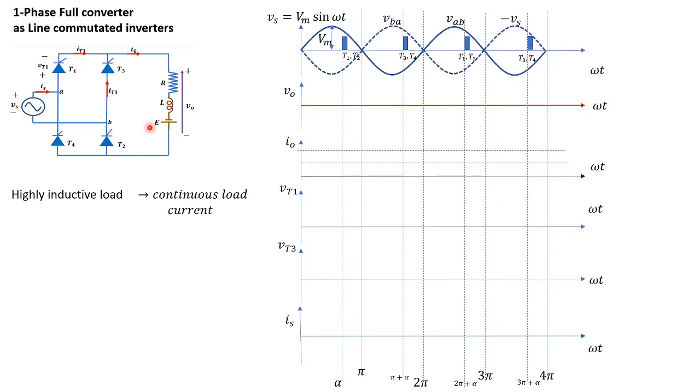And we know that thyristors T1, T2 and T3, T4 are going to be naturally forward biased in the positive half cycle and negative half cycle respectively. That is, T1, T2 are going to be forward biased at omega t equal to 0, and T3, T4 are going to be forward biased at omega t equal to pi.